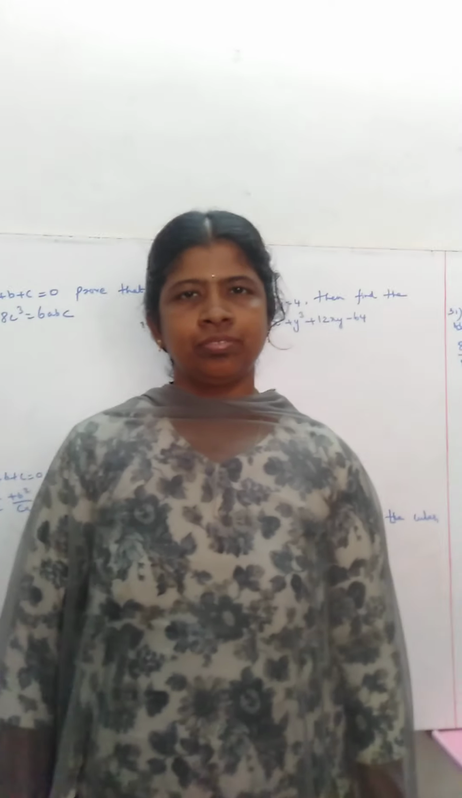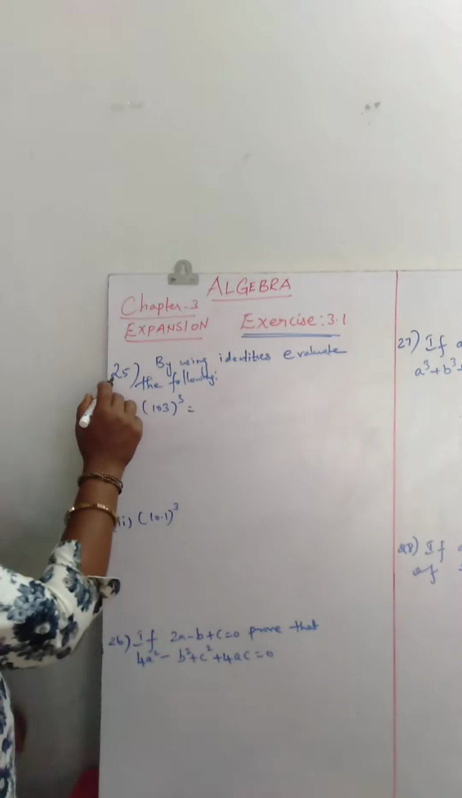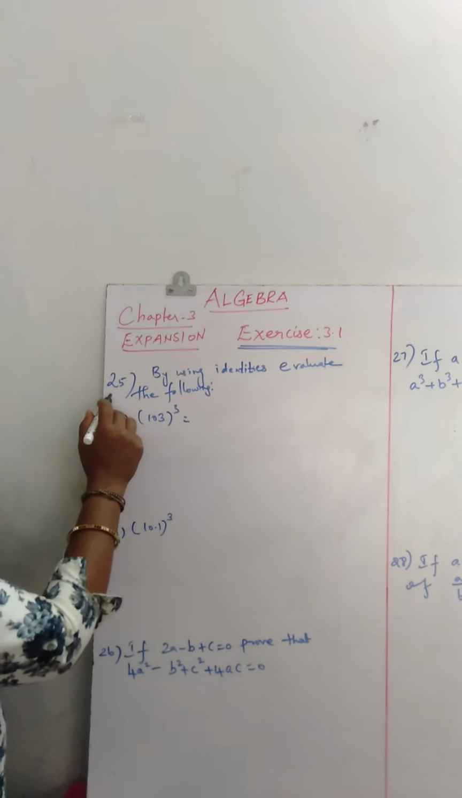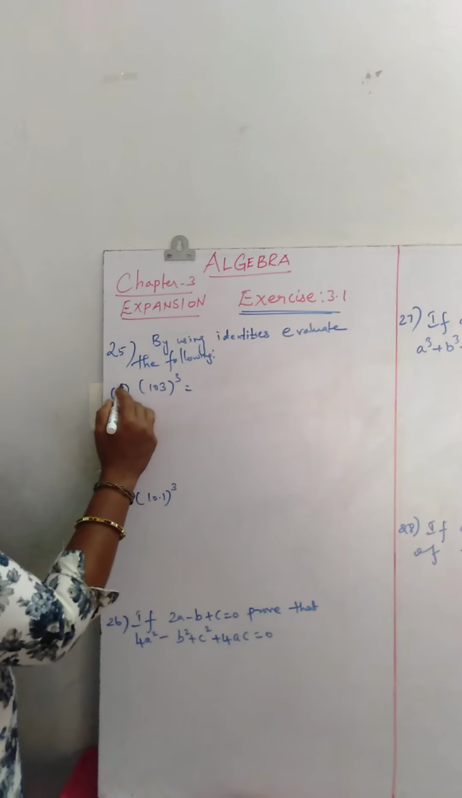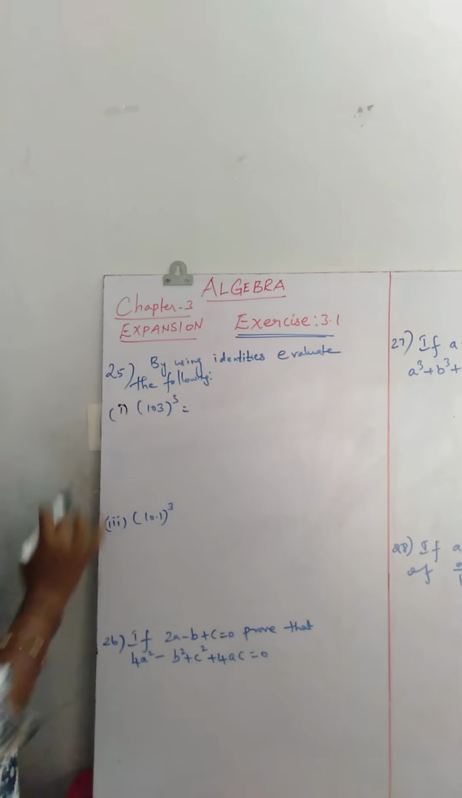3.1. The question is question number 25. By using identities, evaluate the following. The first subdivision is 103 the whole power 3.